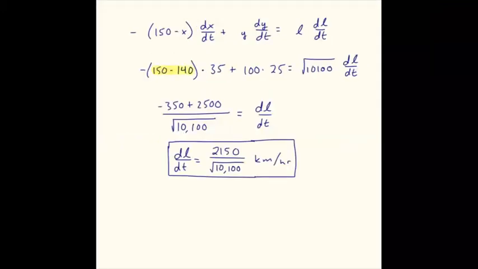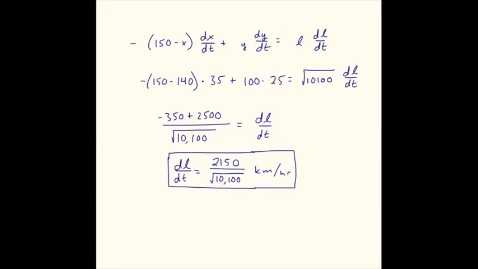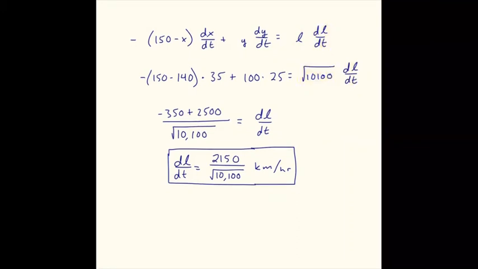150 minus x, which is 140, times dx/dt, which is 35, plus 100, remember this is y, times dy/dt, which is 25, is equal to L, which is the square root of 10,100, times dl/dt. So we need to simplify on the left and divide by the square root of 10,100. And this looks like this for dl/dt. And then lastly, keeping my answer nice and exact, I end up with 2150 over the square root of 10,100 kilometers per hour.